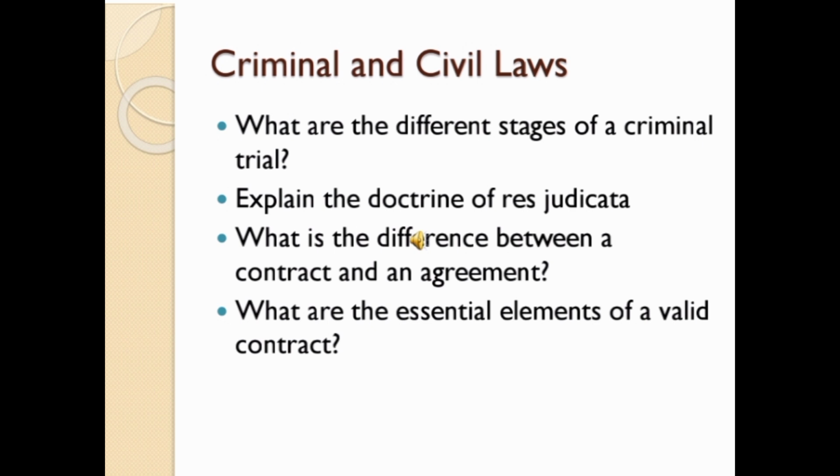Okay. Next one is, what is the difference between a contract and an agreement? An agreement means any understanding between parties, while a contract is a legally enforceable agreement. You should also know the elements of a valid contract. So, what are the elements of a valid contract? It is offer and acceptance, lawful consideration, competent parties, free consent, and most importantly, legal object.